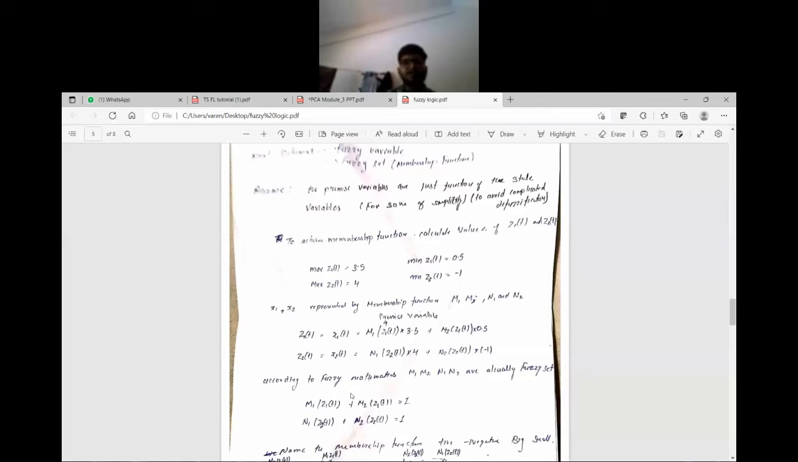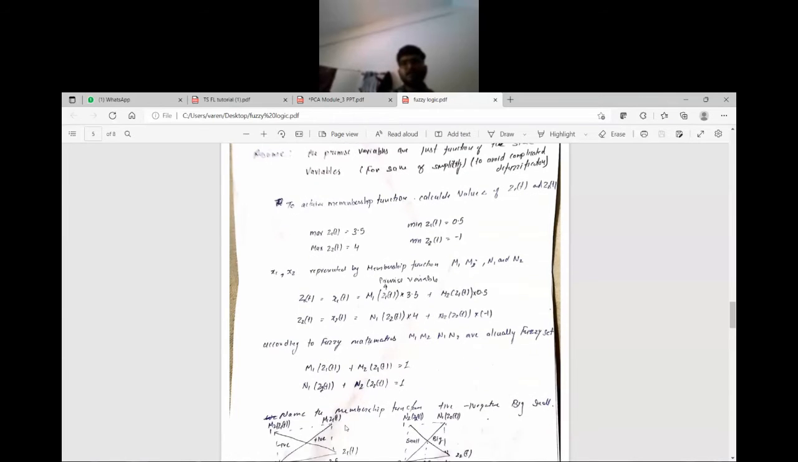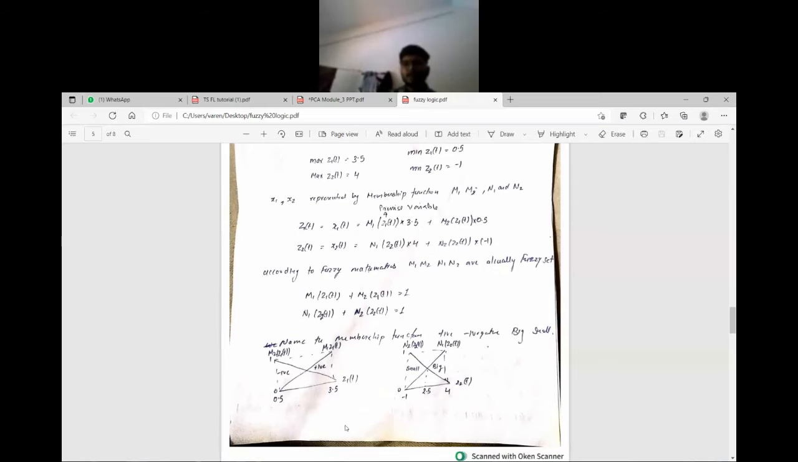Now according to fuzzy mathematics, m1, m2 and n1, n2 are actually fuzzy sets, which can be described as m1(z1(t)) plus m2(z1(t)) is equal to 1. Similarly, n1(z2(t)) plus n2(z2(t)) is equal to 1. Now we assign names to the membership functions: m1 we call positive, m2 we call negative, n1 big and n2 small. Like this we assign a name to a membership function.